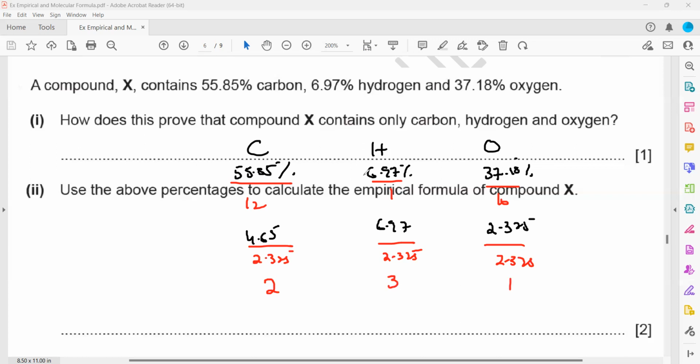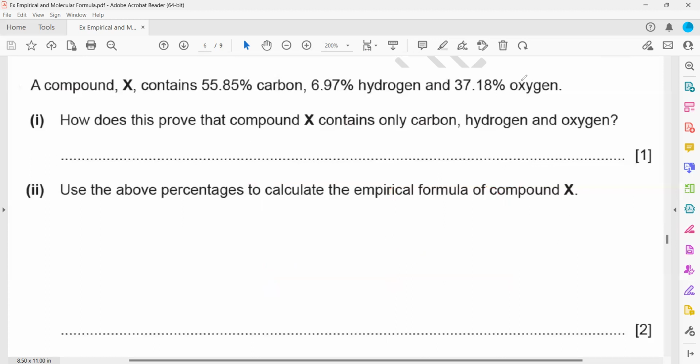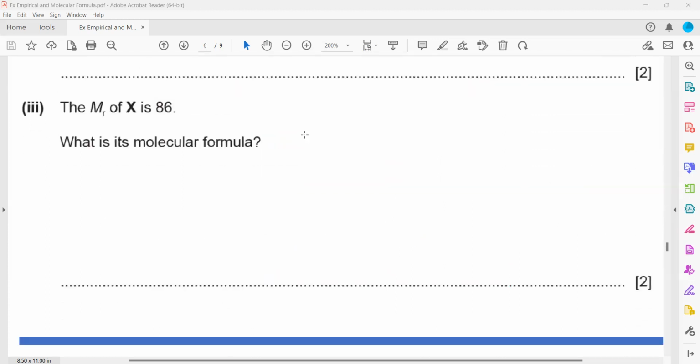So we don't have to round off now. So it will be C2H3O. That's the empirical formula. Then we need a molecular formula, and the molecular mass is given as 86.